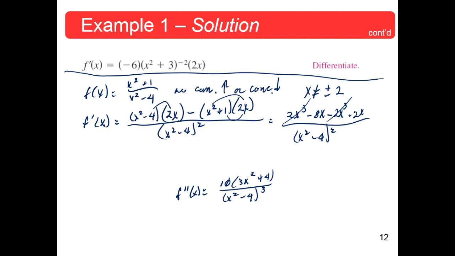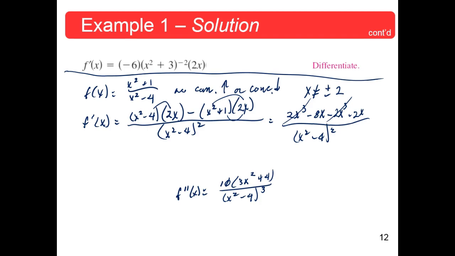All right, so there's your second derivative. Now, what was the question here? Determine the open intervals on the graph where it's either concave up or concave down.